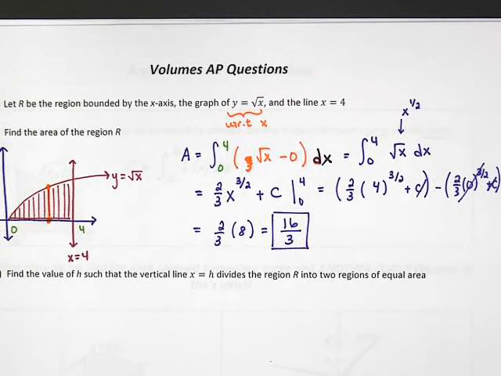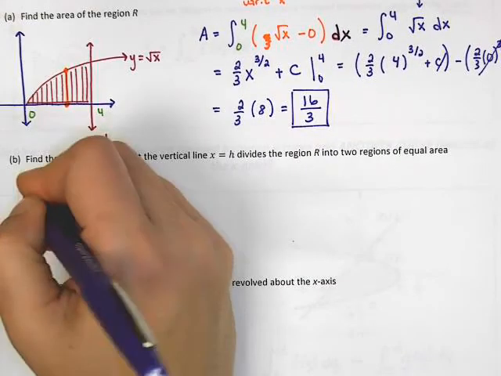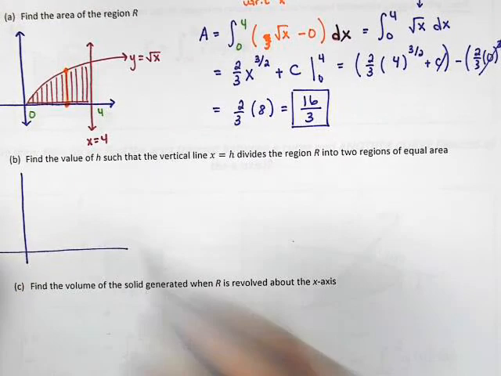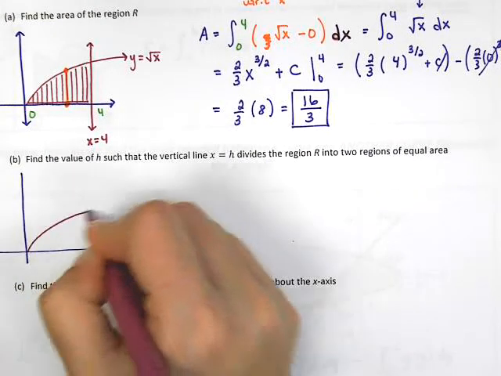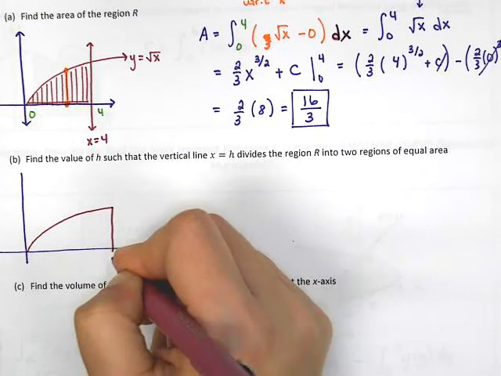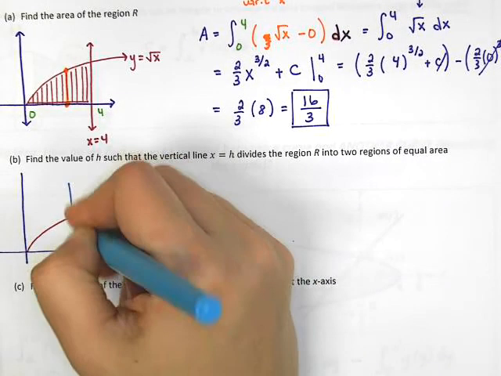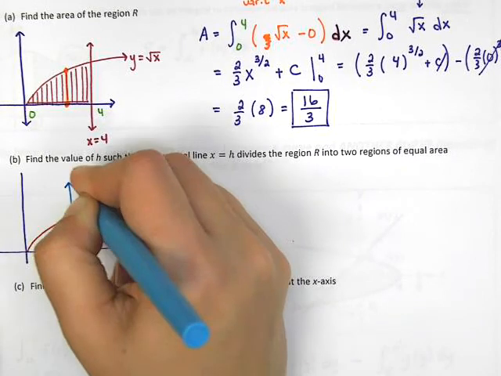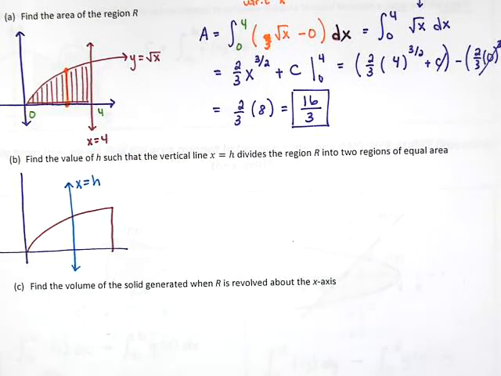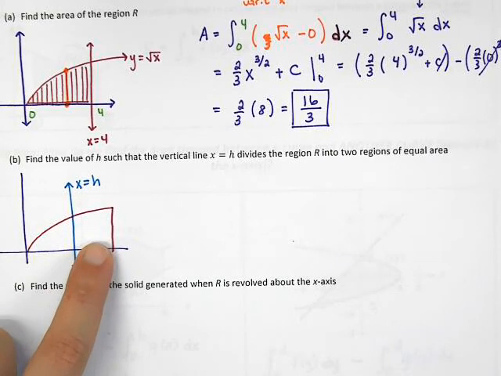Part B of this problem says, find the value of h such that the vertical line x equals h divides this region into two regions of equal area. Again, I think sketching a picture for this can be really helpful. So once again, I'm going to draw my region, which now we know ends at 4. I want to draw a vertical line, x equals h, so that the area on the left and the area on the right are equal.